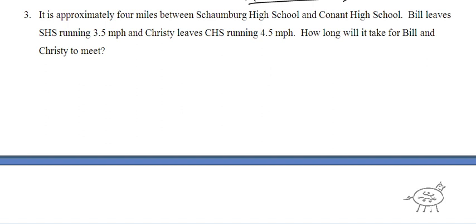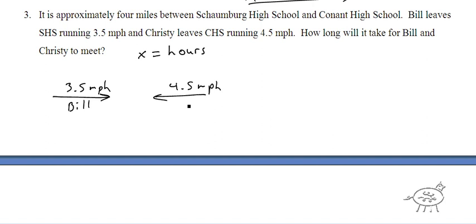Okay, so let's think about this. First of all, how long will it take them? So we're going to say x equals hours, since it's miles per hour. And they're running towards each other. Okay, so let's make a little diagram here. Bill is running at 3.5 miles per hour. And Christy is running at 4.5 miles per hour. Okay? And the distance between them is 4 miles.